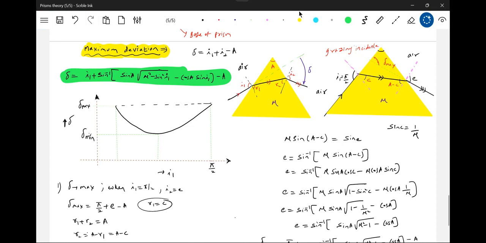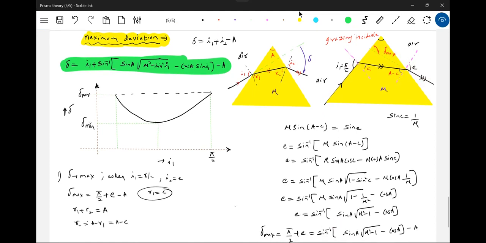I'll take it off this. The ray was incident on the first face at grazing incidence, undergoes refraction, and will emerge out. So this particular deviation we'll call the maximum deviation. How much it is depends on these things. The below formula is there. Then what should be the angle of incidence? 90 degrees. I want this particular angle.